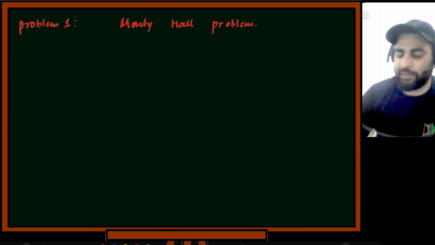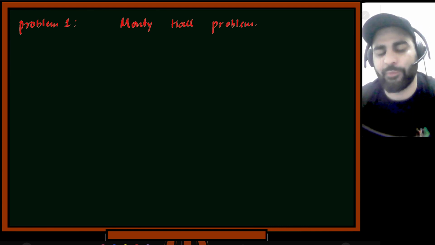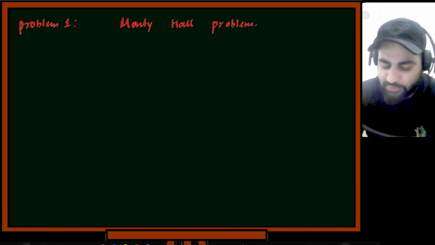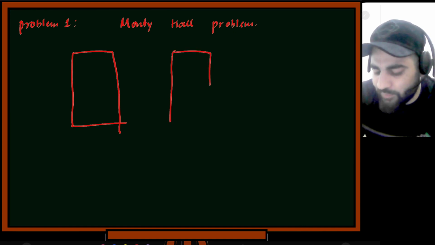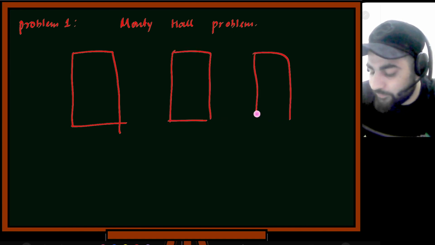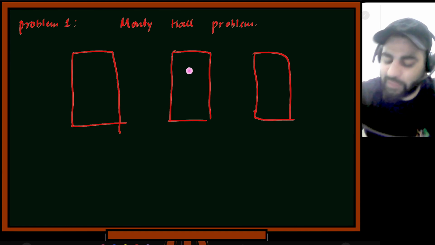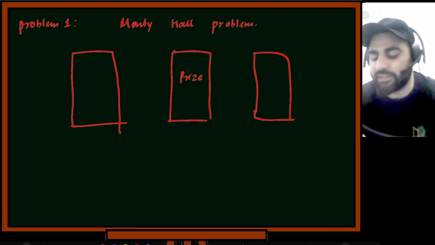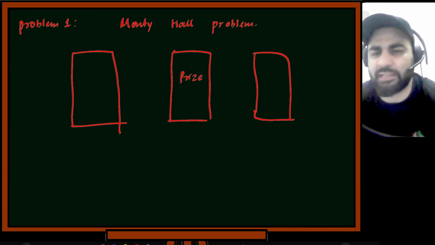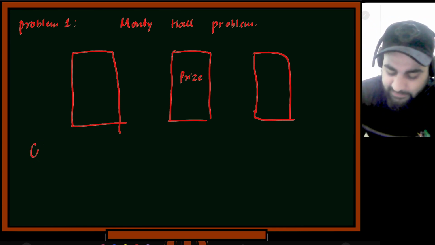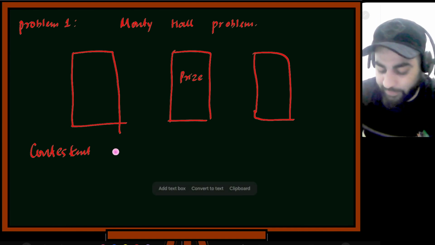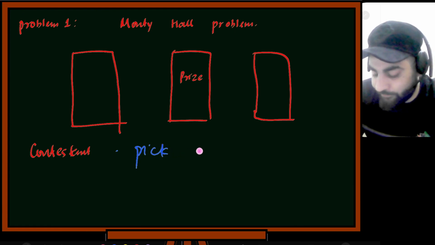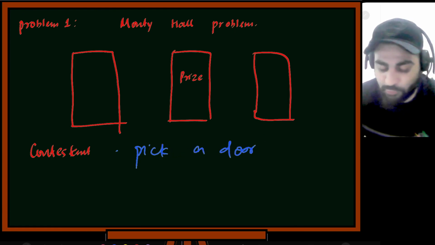So it was a game. There was a TV show hosted by, his name was, I think, Monty Hall. It had three doors. Behind one of the doors there was a prize, and the other two were empty, or had a very small prize. And there was a contestant. The contestant was asked to pick a door at random, or however he wanted to pick a door.